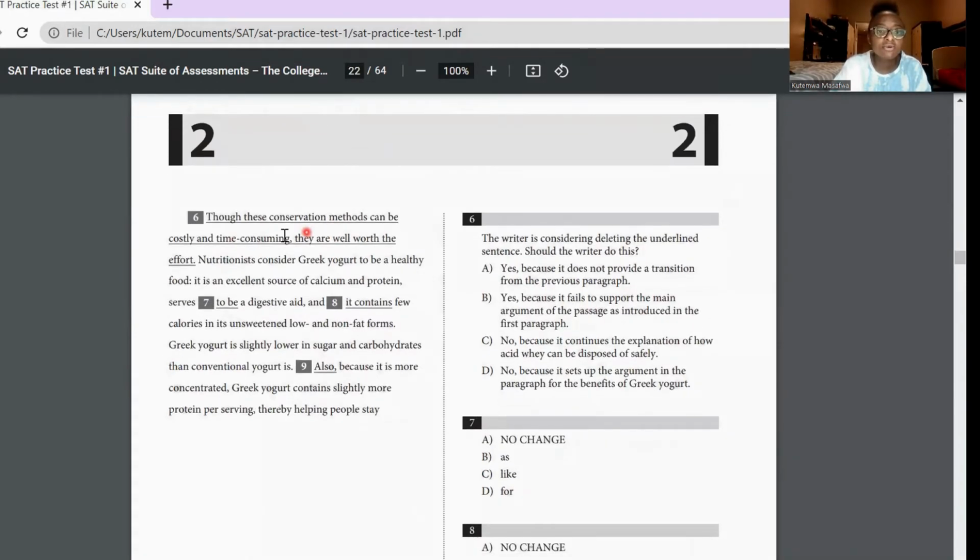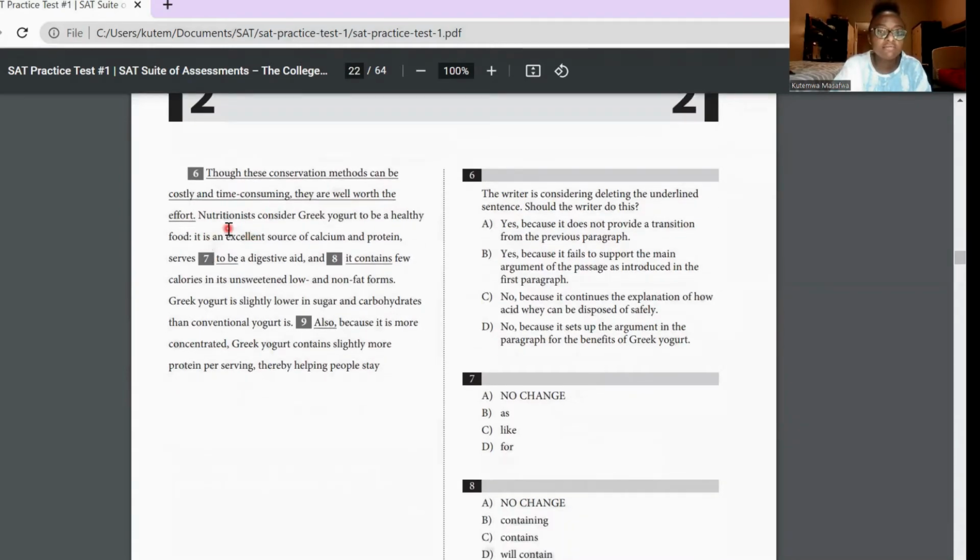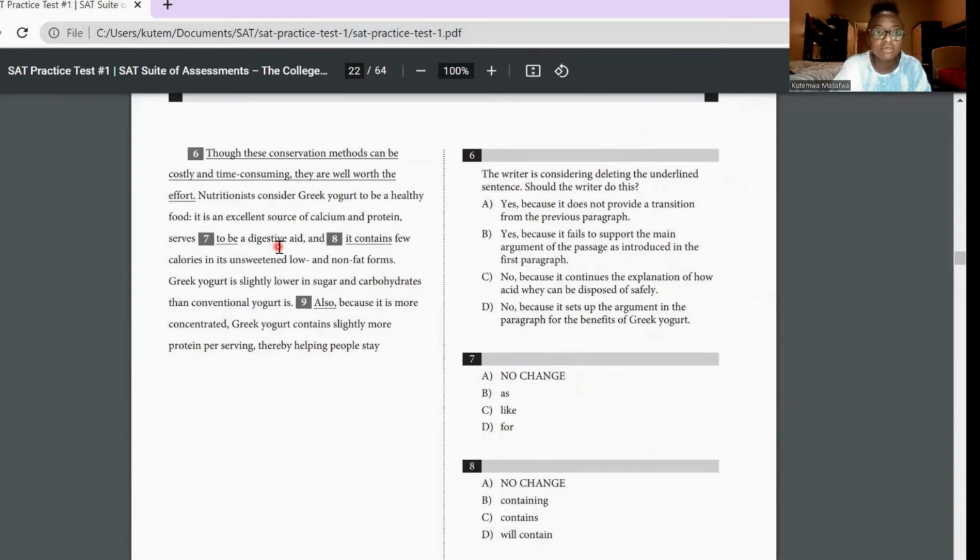Okay, then it says, though these conservation methods can be costly and time consuming, they are well worth the effort. So if we look at the sentence after, it says, nutritionists consider Greek yogurt to be a healthy food. It is an excellent source of calcium and protein. Okay, so now here's our question. Should it be kept or deleted?